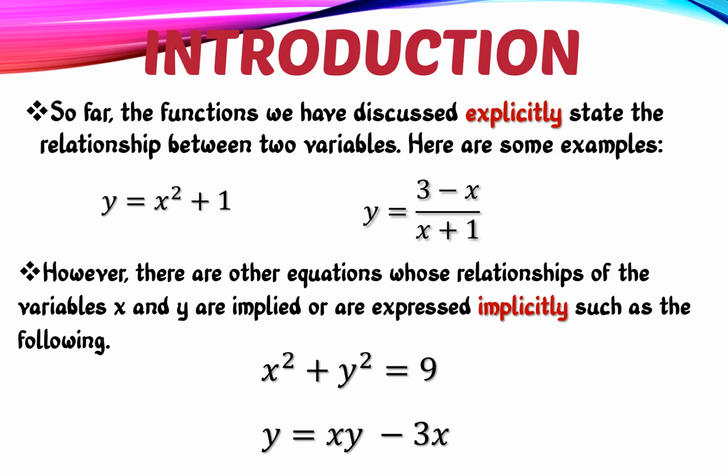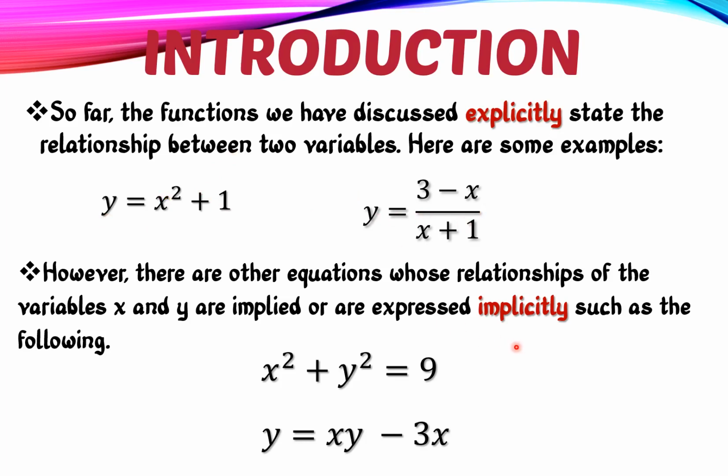Now if we're going to relate explicit and implicit in mathematics, we are talking about the relationship between the variables x and y. So here in explicit, you will notice that y is expressed in terms of x. There is only one variable on the other side of the equation, and we can say that these are functions and the relationship is 1:1.